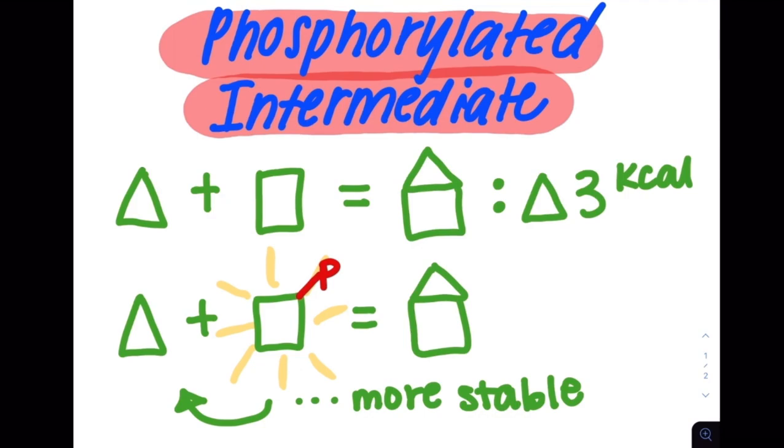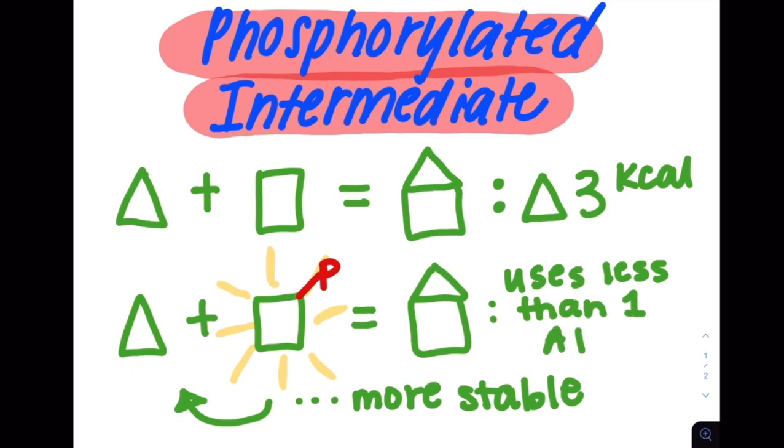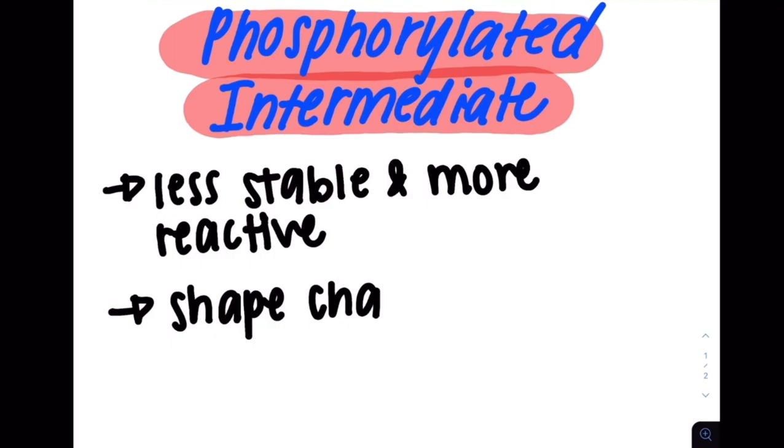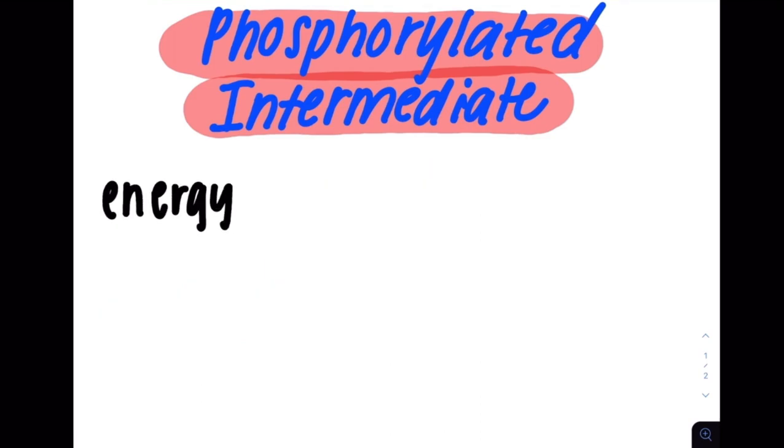Since the reaction uses 3 kilocalories of energy to build this house, we're really using the energy released from less than 1 ATP to build this house. So the bottom line is that the phosphorylated intermediate creates a less stable and more reactive molecule to drive reactions. Another thing that can happen when you phosphorylate a molecule is a shape change. A lot of times with protein pumps in the cell membrane, the shape change allows them to either dump something into or out of the cell.